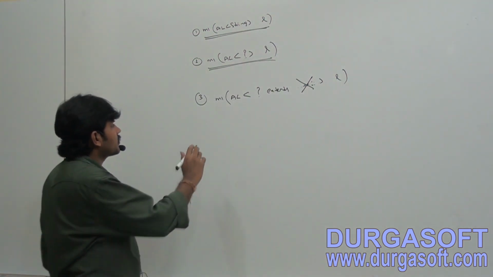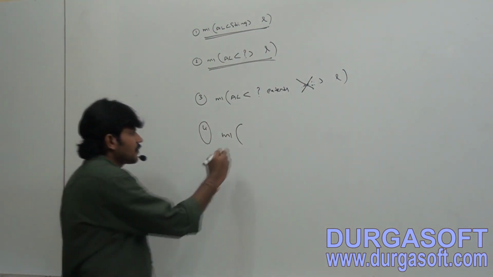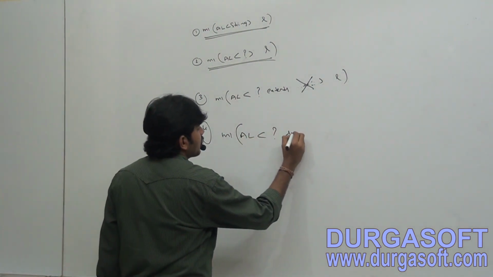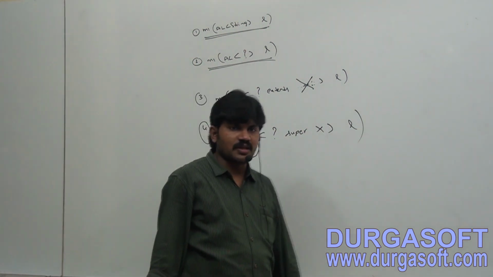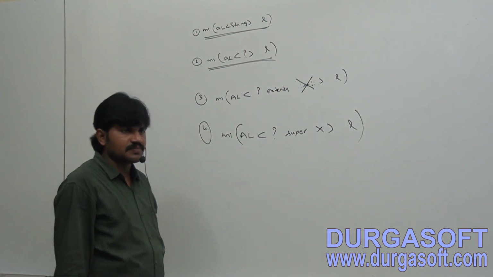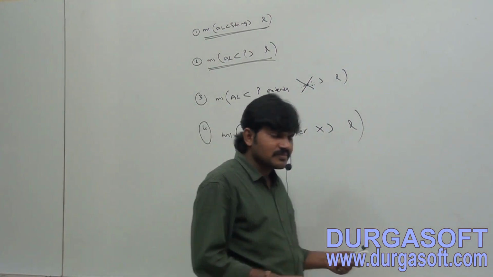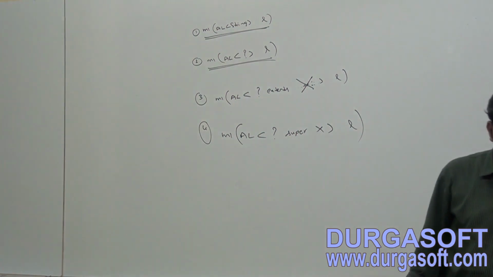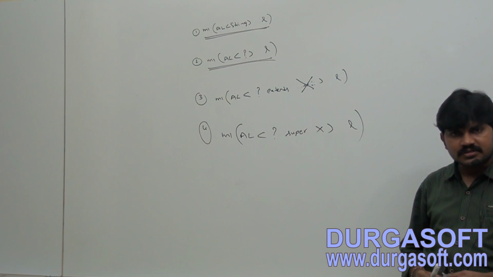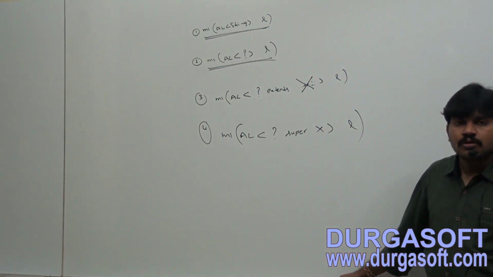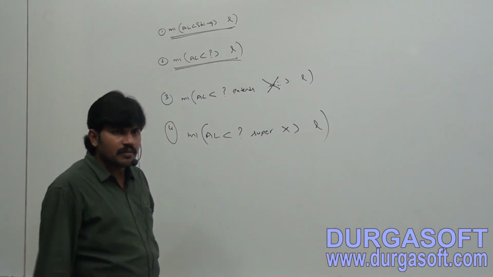Are you getting? Next, the fourth one, M1 of ArrayList of question mark super X l. Sir, can you tell, is it valid or invalid? How many people feel it is invalid? Invalid. Yes, what is the reason? Super we can't use in generics. Super we can't use in bounded types.